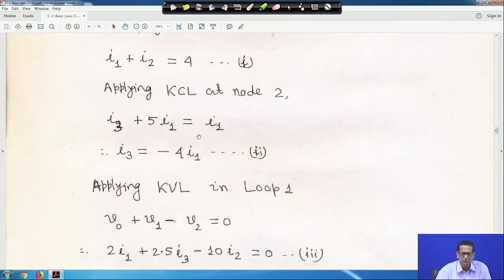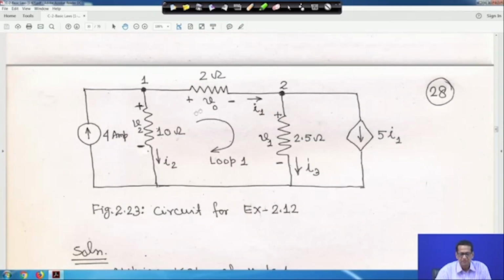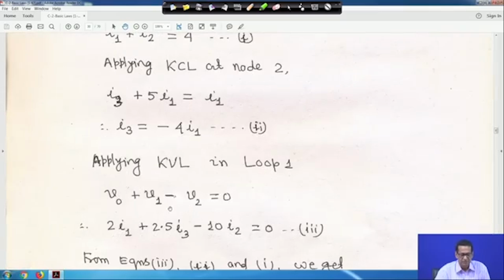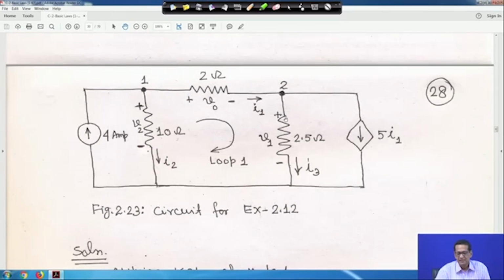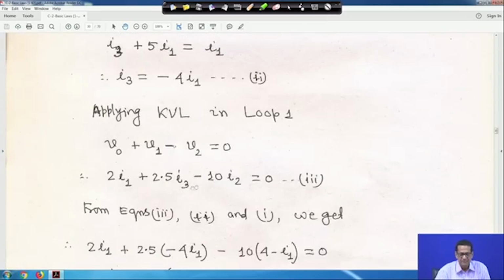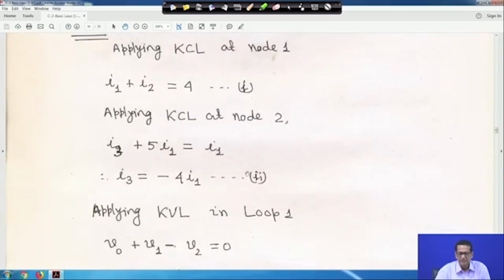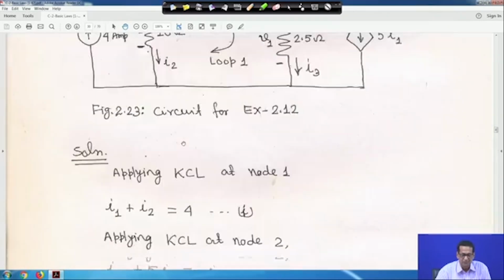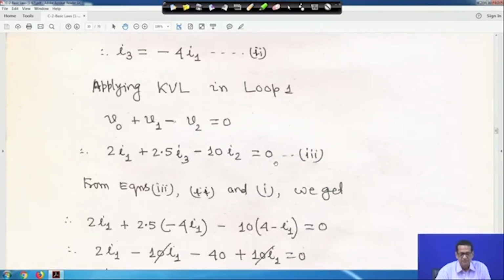Put V0 is equal to 2 into I1, because this is my V0 and current I1 is entering the positive terminal, Ohm's law. So V0 is equal to 2 into I1. Now V1 is here, the current I3 is entering into the positive terminal. So V1 will be 2.5 I3. Now, minus V2: this is your V2 and current I2 is entering into the positive terminal, Ohm's law. So V2 is equal to plus 10 I2. So minus 10 I2 is equal to 0.